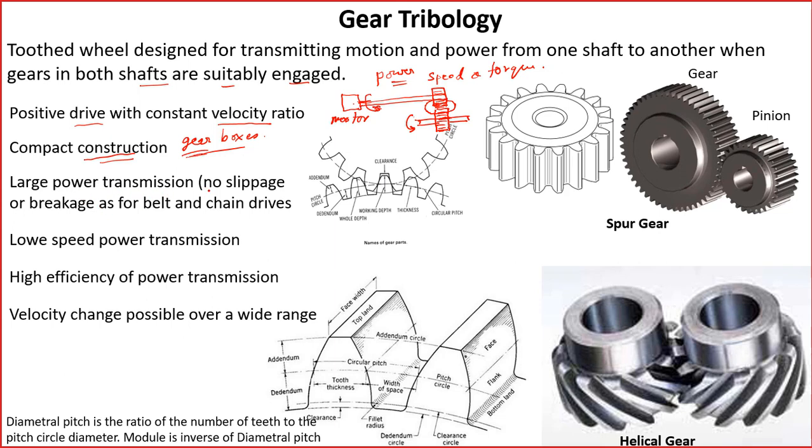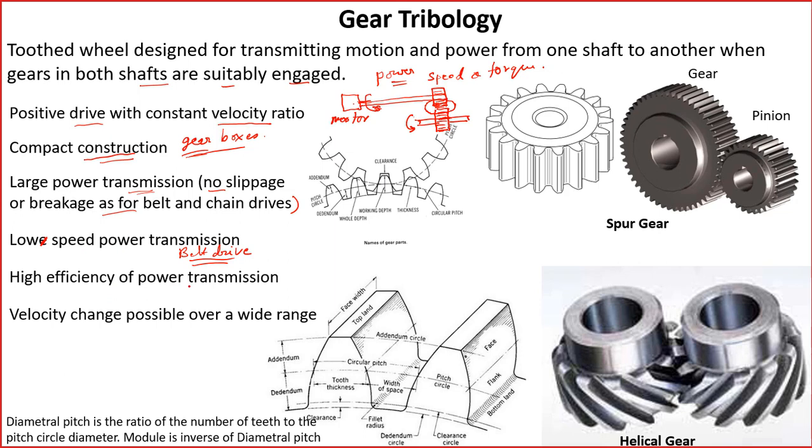Large power transmission, with no slippage or breakage as with belt and chain drives. This is another advantage: we do not have the problem of breakage, and the power can be transmitted in very large amounts. Low speed power transmission, which basically means that at low speed some power transmission may not be possible. For example, a belt drive cannot work at low speed. A belt drive will have some slippage, whereas in the case of gears we will not have any slippage. That is another advantage.